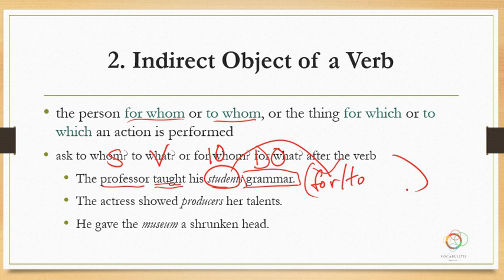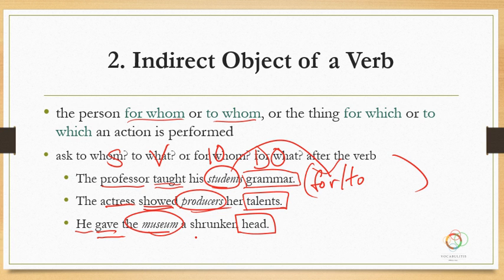The actress showed producers her talents. Actress showed what? What she showed is talents. To whom? For whom? Producers. And that's your indirect object. He gave. Gave what? Did he give a museum to someone? No. He gave a shrunken head to someone. To whom? To the museum. That's your indirect object. So all the indirect objects are in the objective case as well.